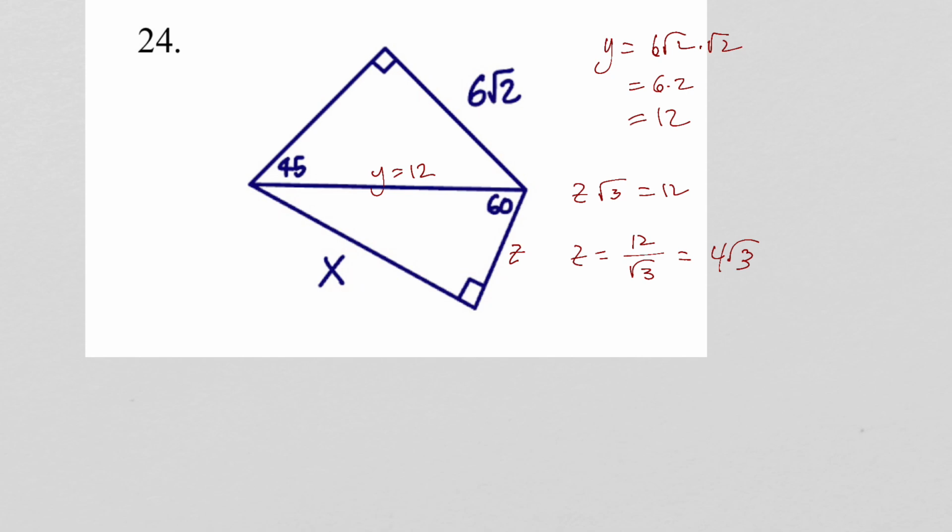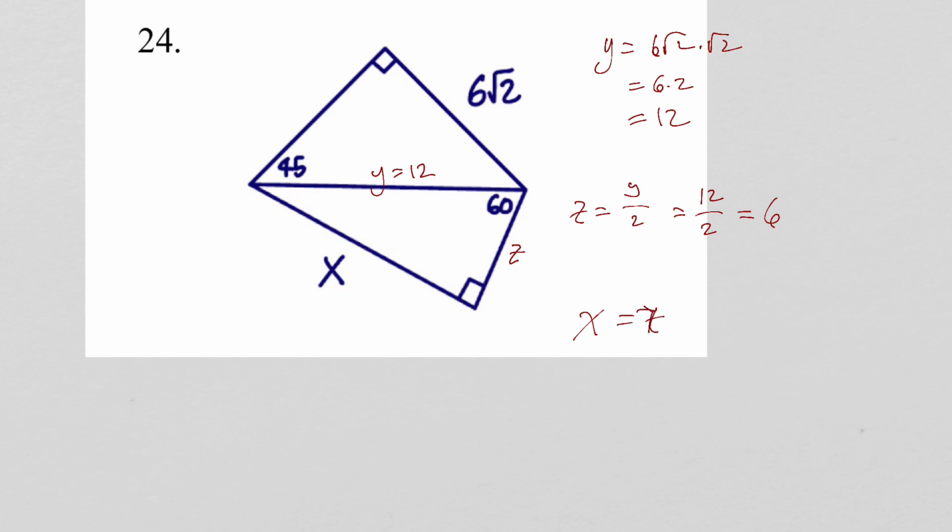Oops, what am I talking about? This is the hypotenuse here. So this z is half of that 12. So let me redo that. Sorry about that. So z is equal to y over 2, which is equal to 12 over 2, which is 6. And then x, the long side, is the short side times root 3. So x is equal to z root 3, which is 6 root 3.